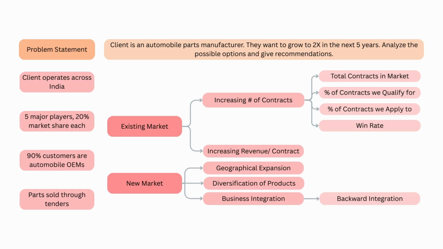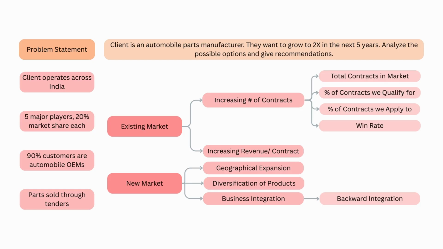So let's bring it all together. What does our analysis tell us? The biggest driver for growth will come from winning more contracts in the existing market. We can achieve this by increasing the number of qualified tenders, applying to more tenders and improving win rate through pricing, reliability, R&D and relationships.